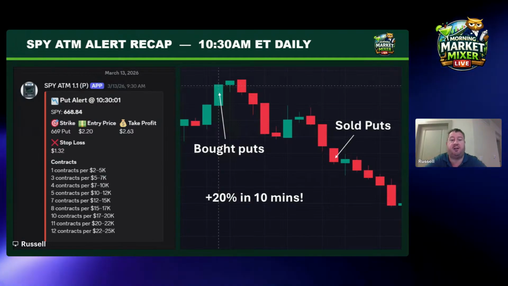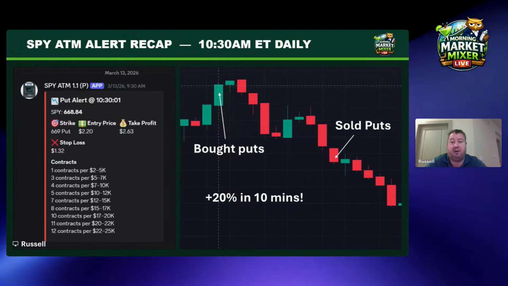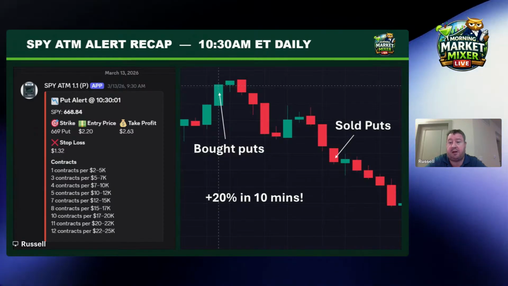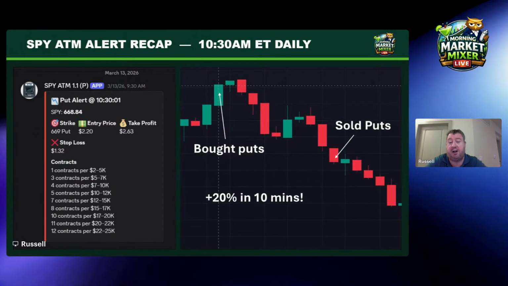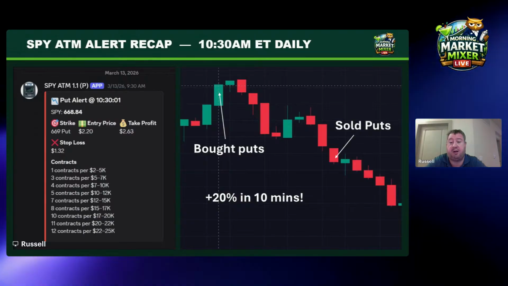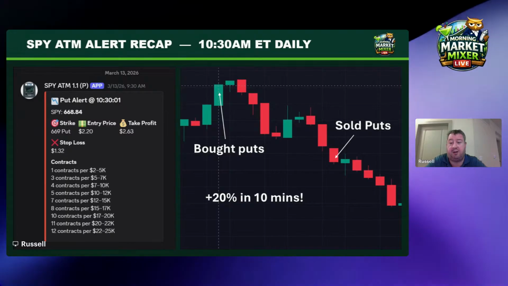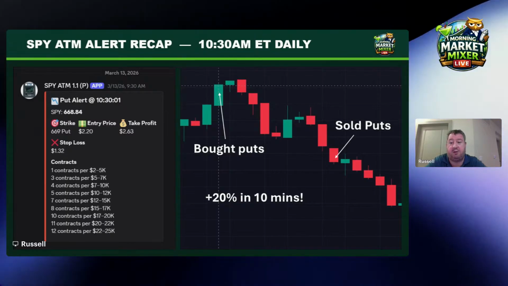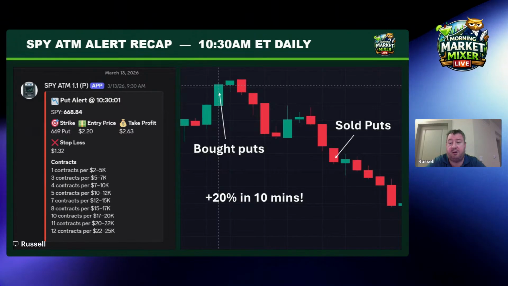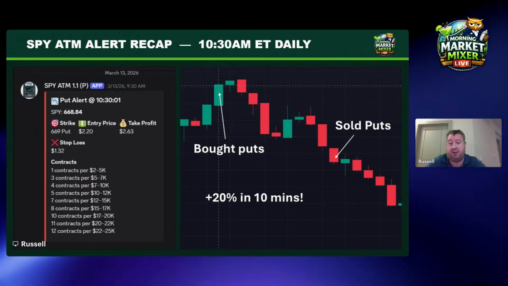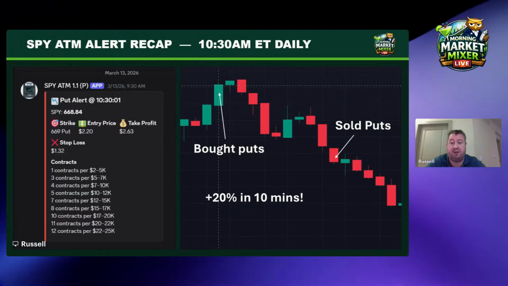So here's the recap for SPY ATM Alerts. It's that daily trade at 10:30 Eastern time. It comes out every day, unless there's a stay, which it sometimes does. And on Friday, Thursday was a winner. I've just put Friday up here. It's a put alert. SPY was at 668, which isn't too different from today. We're at 670 on SPY at the moment. The strike was the 669 puts for this particular trade, entry price of 2.20.